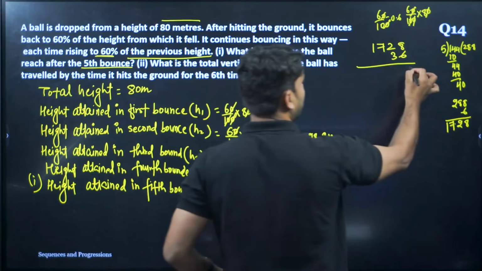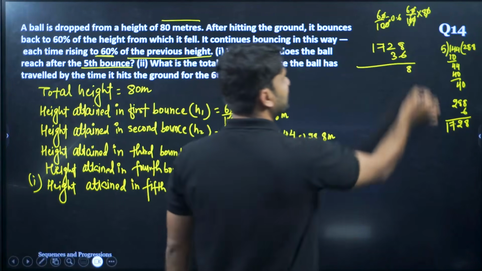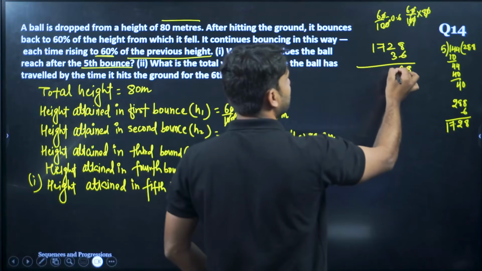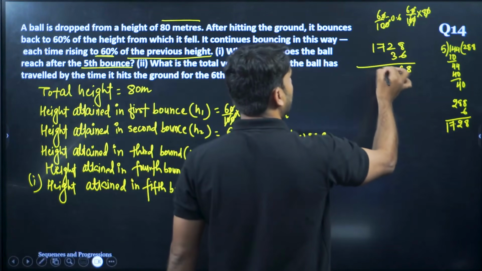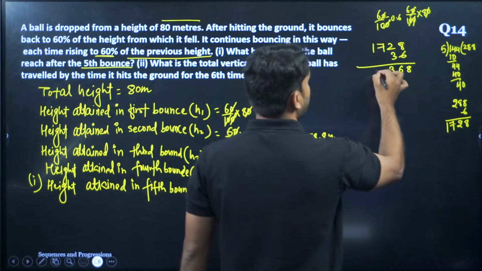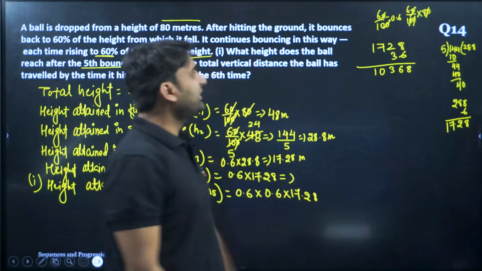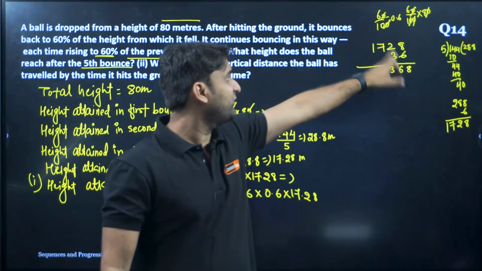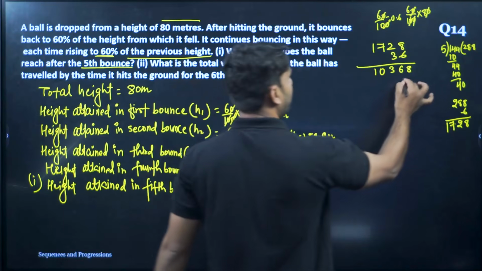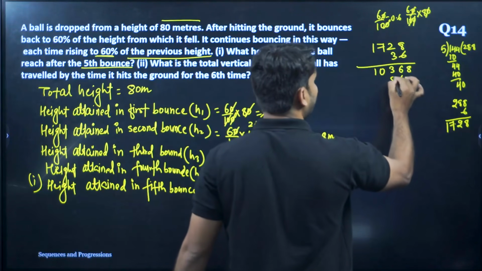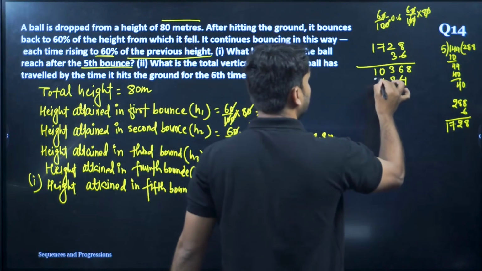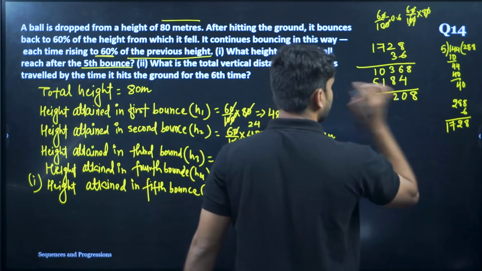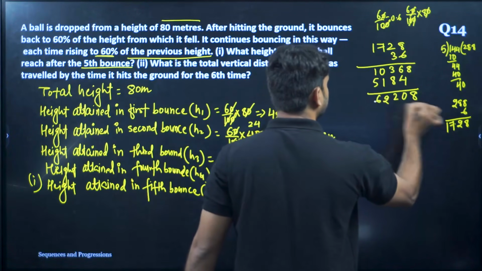So 8 6s are 48, carry 4, 6 2s are 12, and 4 is 16, carry 1, 6 7s are 42, 43, 3, and this is 10. I hope this is clear. 6 8s are 48, 8 carry 4, 6 2s are 12, 4 16, 1 43, 4, yeah, 8 3s are 24, carry 2, this is 8, this is 1, and this is 5, so this is 80 2, and this is 6.